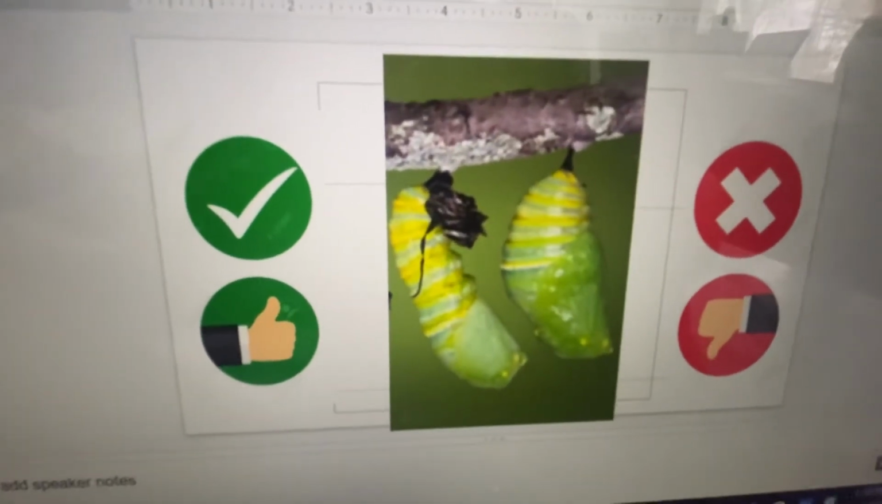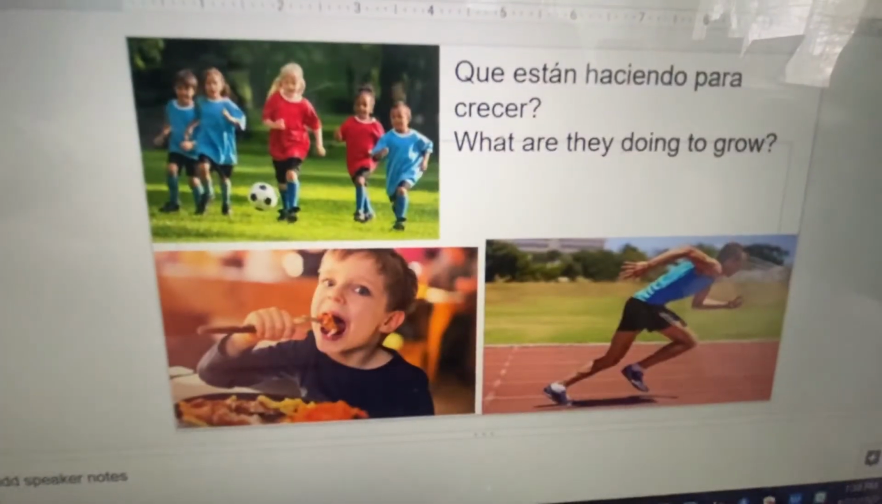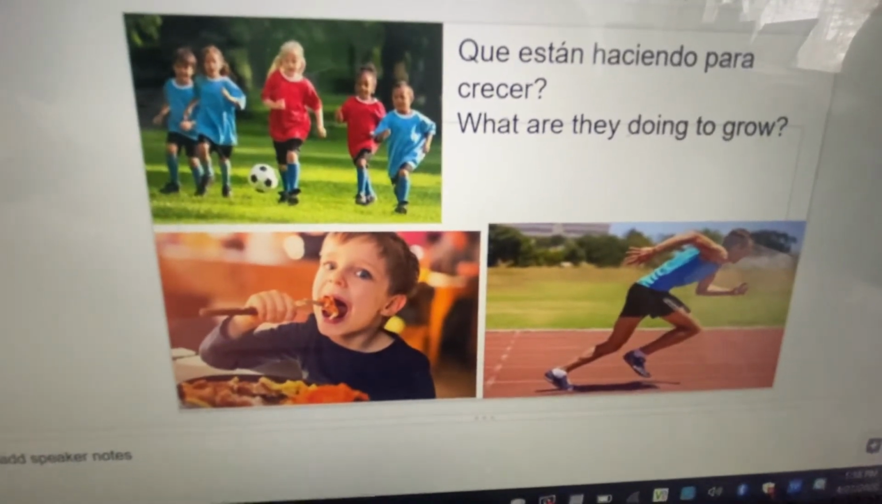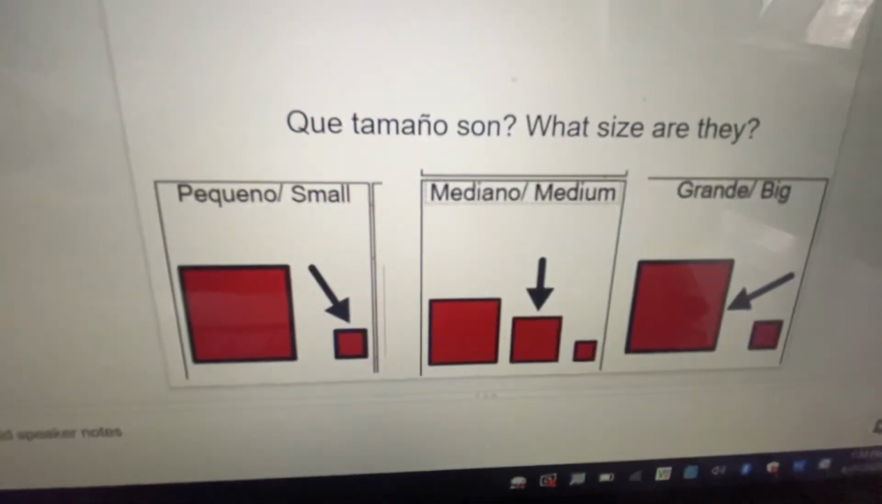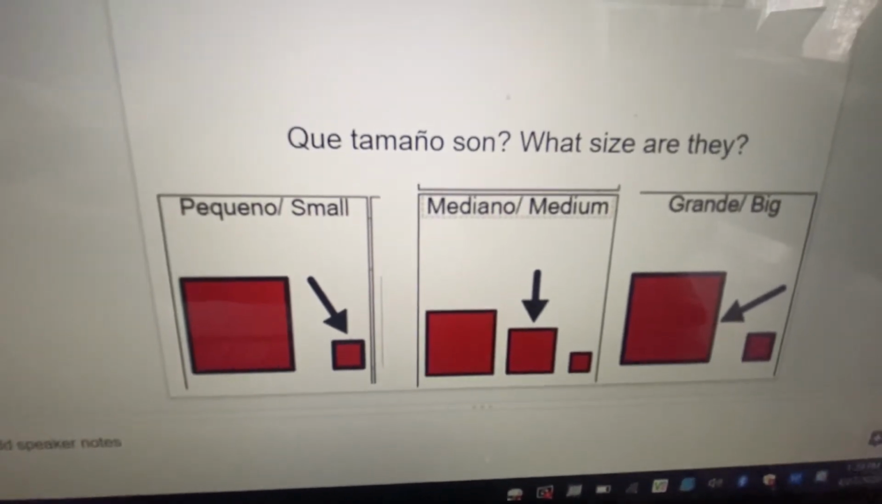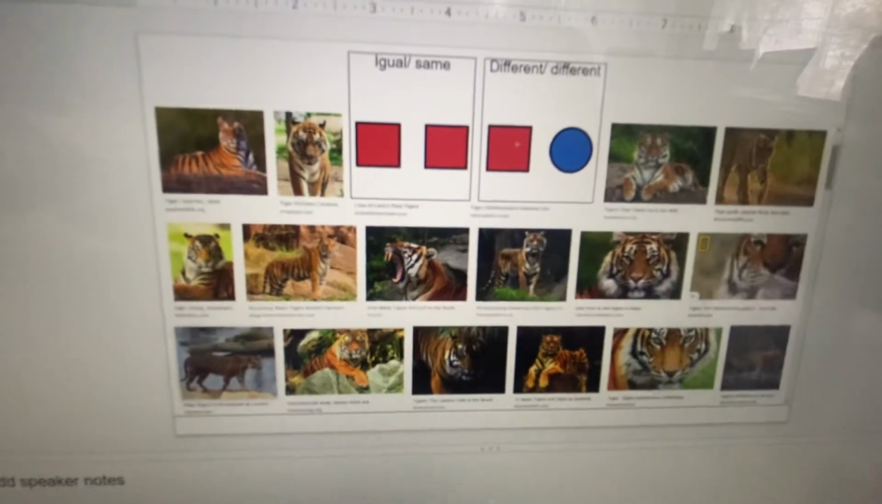Then we said, do we have cocoons yet? No, we didn't. So what are they doing to grow? Are they playing, eating, or running? And you know that they were eating. We talked about how they were getting kind of big now. Now they were bigger than the quarter. They were getting as big as the clip.